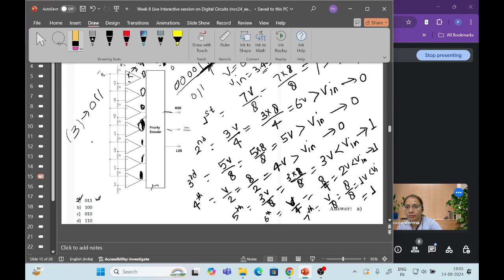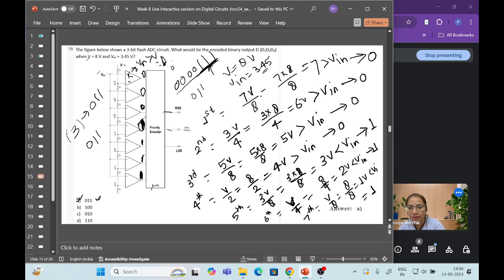Ma'am, can you repeat that last step? Okay, what I told you: the three inputs are high, right? So 3 in decimal, how can you write it in binary? That is 0, 1, 1, right? What will be the 3? That is 8, 4, 2, 1. So it is a representation of 3 in binary.